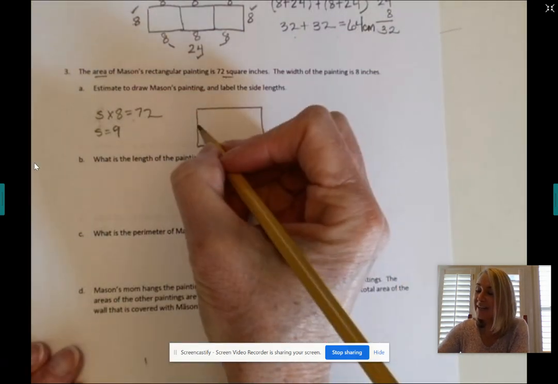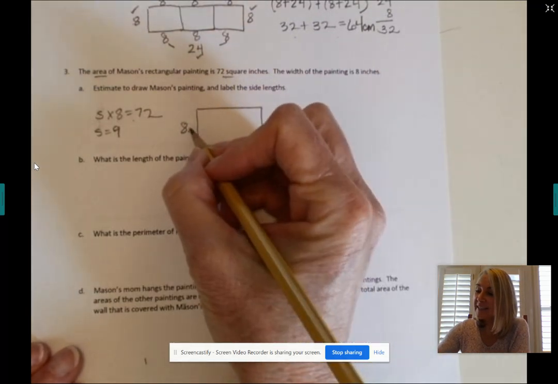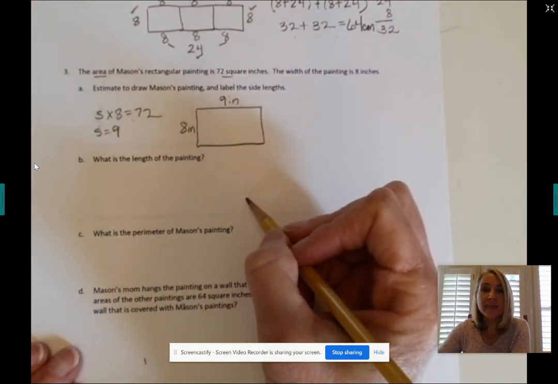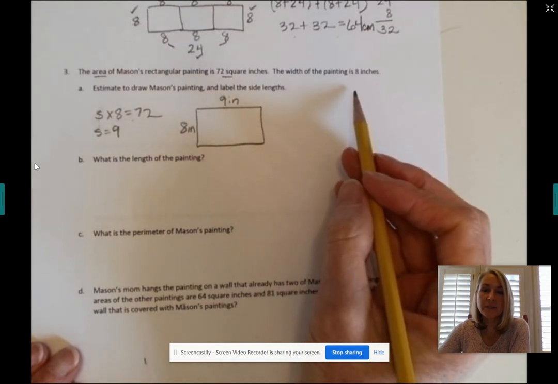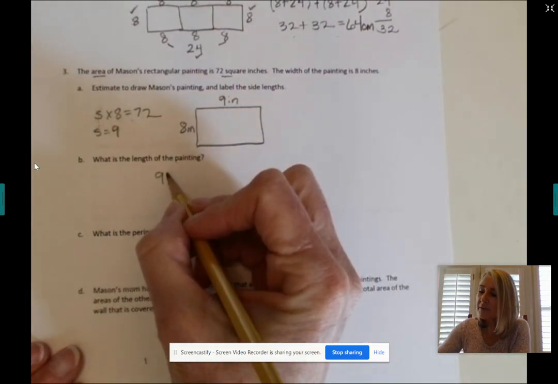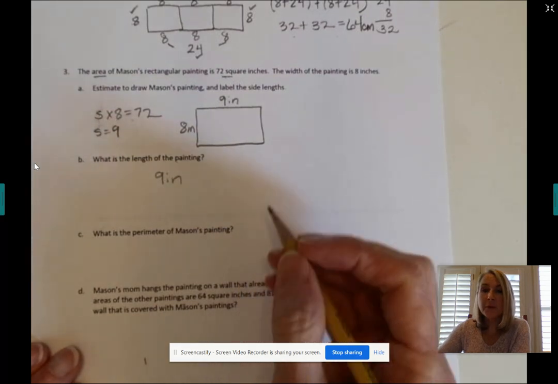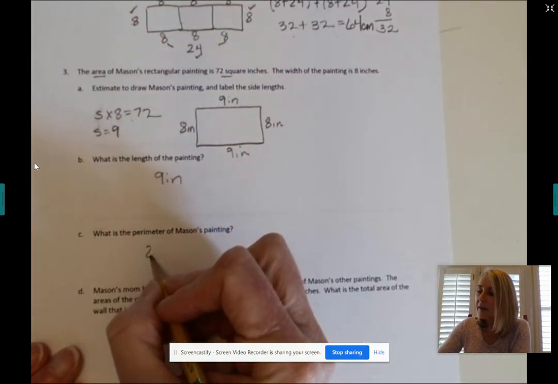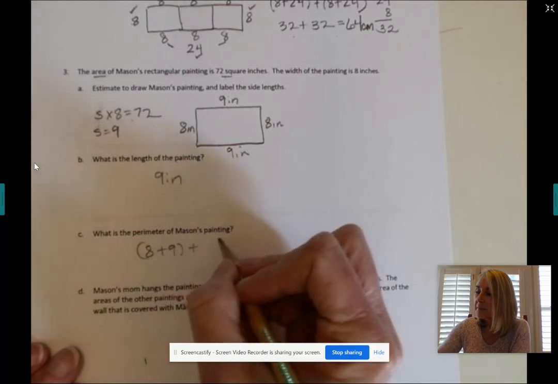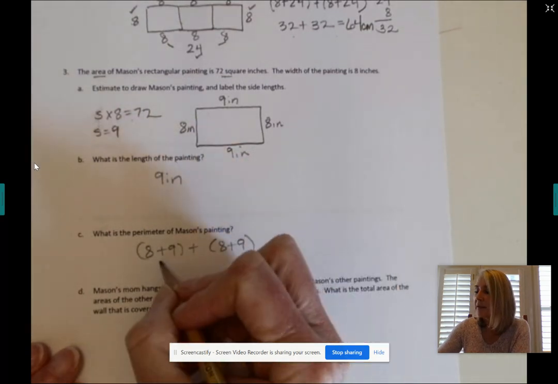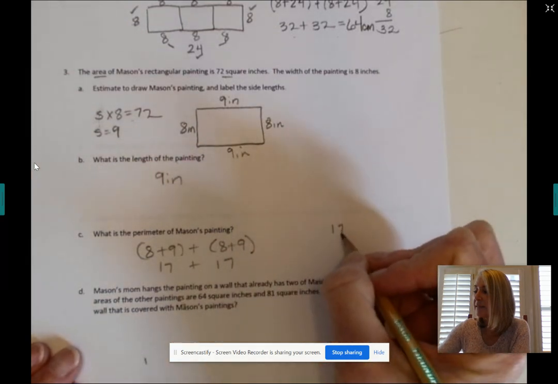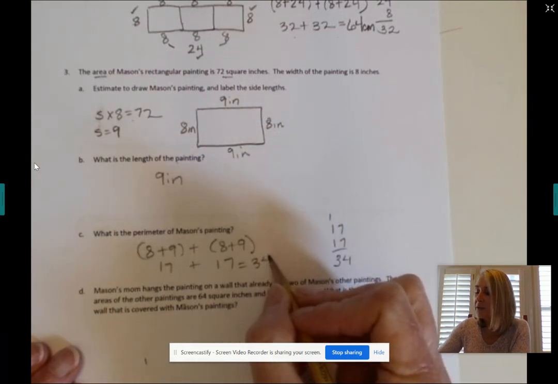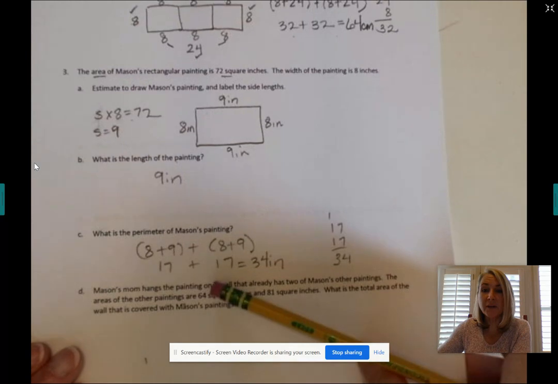Yeah, caught myself. Okay, so I have 8 inches by 9 inches would be the figure. What is the length of the painting? Okay, so the width was 8, and the length we can say is now 9 inches. What is the perimeter? So here, if I relabel all the way around, I have an 8 plus a 9 plus an 8 plus a 9, which is a 17 plus a 17, which is a 34. So I have a 34-inch perimeter around that figure.